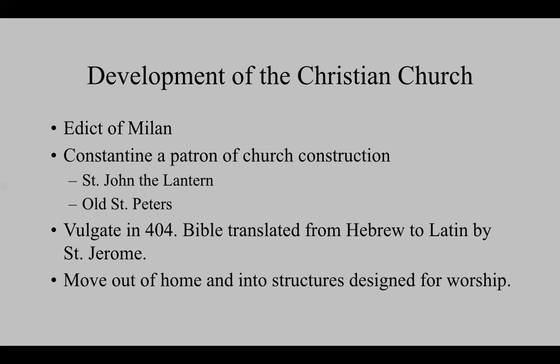So Constantine built a lot of early churches. The Vulgate was created in 404. This was one of the very first compilations of the Bible, because the Bible is a series of different books. It's different books that were put together. And so we have them put together in around 404, and it was translated from Hebrew to Latin by St. Jerome. And so that spread the word of Christianity around the empire.